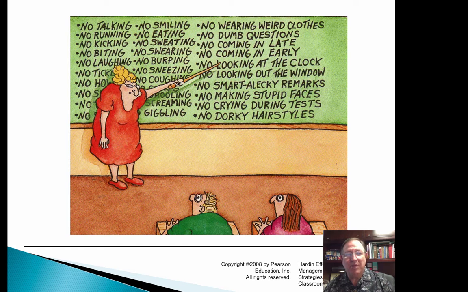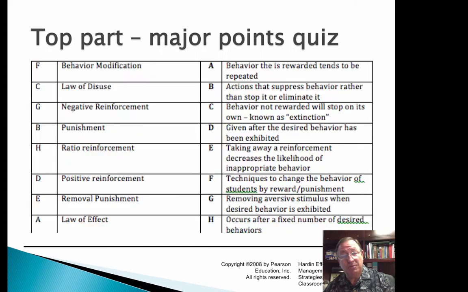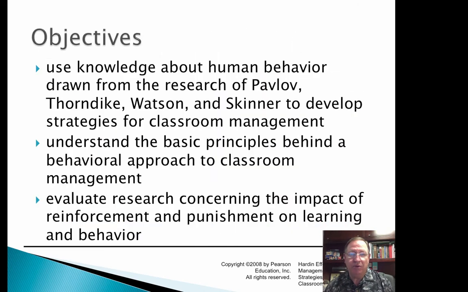It starts off with some basic ones like no talking, but then it goes on to no smiling, no sweating, no swearing, no burping, no sneezing, and ends with no dorky hairstyles. And sometimes I know that I've wanted to add that rule to some of my classrooms. So nonetheless, perhaps that might be a few too many rules to run your class by. But this whole section of the book is about rules and consequences. So I'm going to skip through that part and get right into what we're doing.